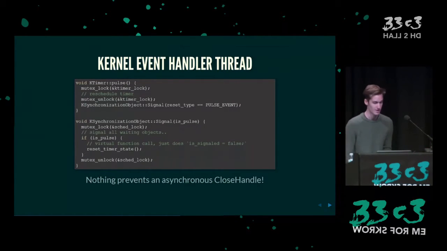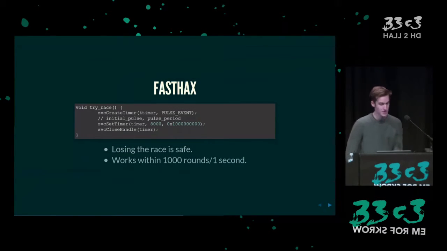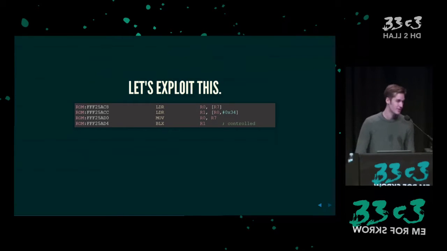So I have fast hacks, which is just 3 syscalls. That's the entire exploit. There's a lot of setup, which we'll get to. But you just create the timer, set it to run really fast, and then close the handle. If it was pulsing and you closed it, it'll use after free. What's nice is if you lose the race, the timer is just unscheduled, you're fine. It actually happens quite often, and I didn't even specifically try to win this too well. Once it was within a second, I didn't worry, but those parameters are probably not optimal. So we should look at how we exploit this.